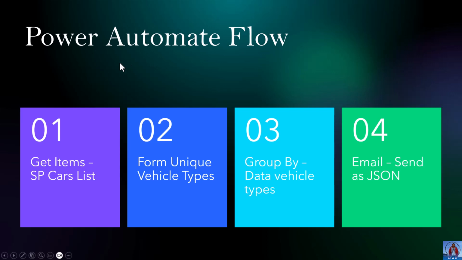Step 1, I would get the list of items from the SharePoint, which has a list of car models and the details which is stored in the SharePoint list. And next step, I would find out a key, which is the vehicle type in my scenario, identify the unique keys, and then group all the data which is in the SharePoint list by the unique key, and finally form a JSON object grouped by vehicle type, and then send an email of the JSON to see the result values.